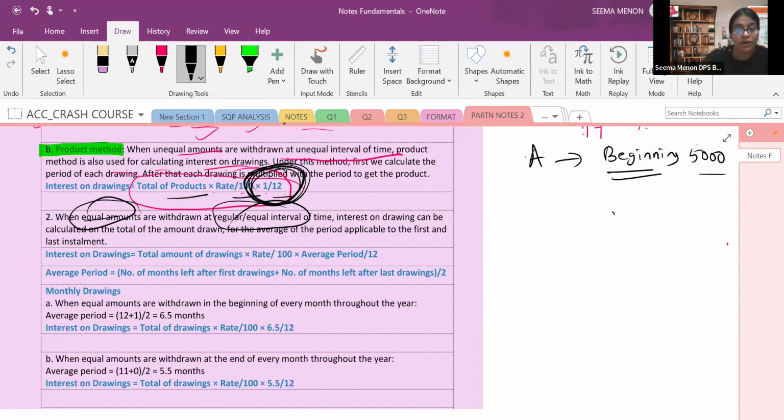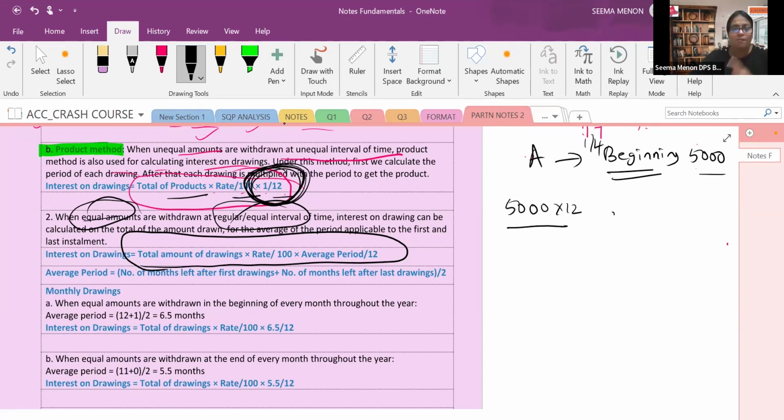So the interest on drawing is equal to, what is the formula? You can see the formula. Total amount of drawings. What is in my example? He has started from 1st April, so he is withdrawing for the full 12 months. So 5,000 into 12 will be the total drawings, multiplied by rate. Now take 10% as the rate, then average period upon 12. What is the average period? How will we find out the average period?